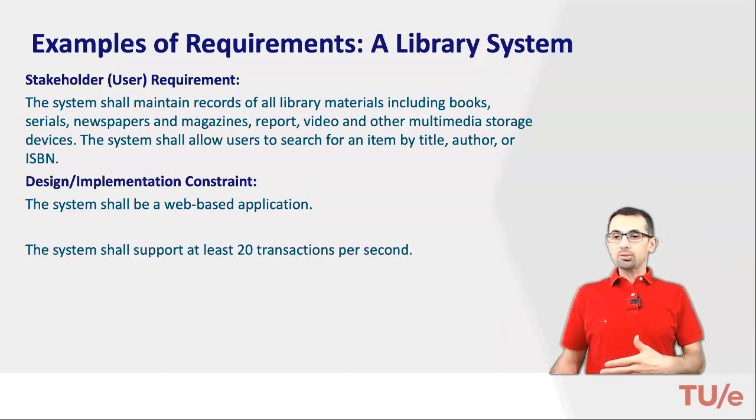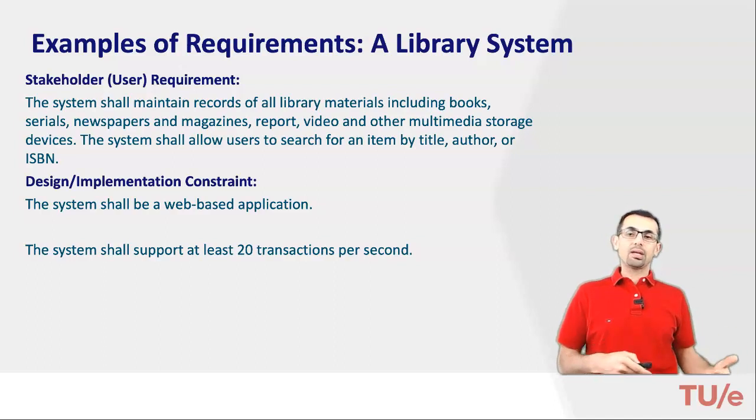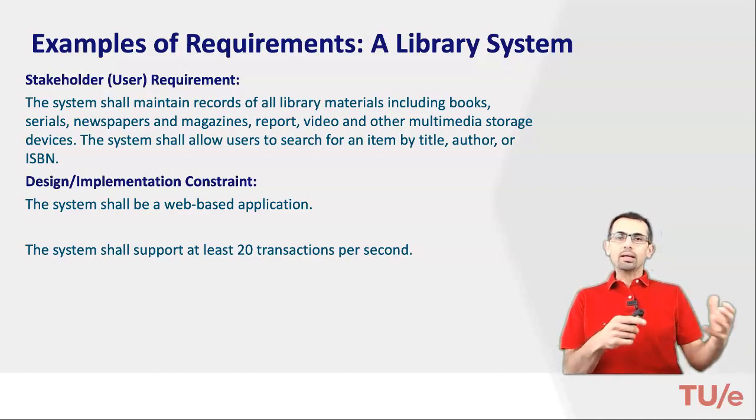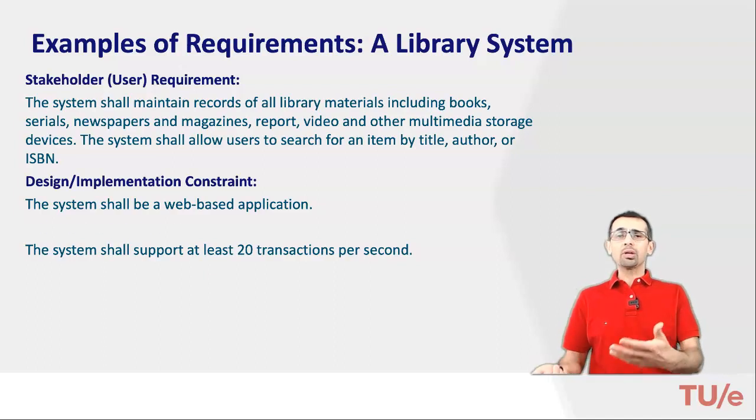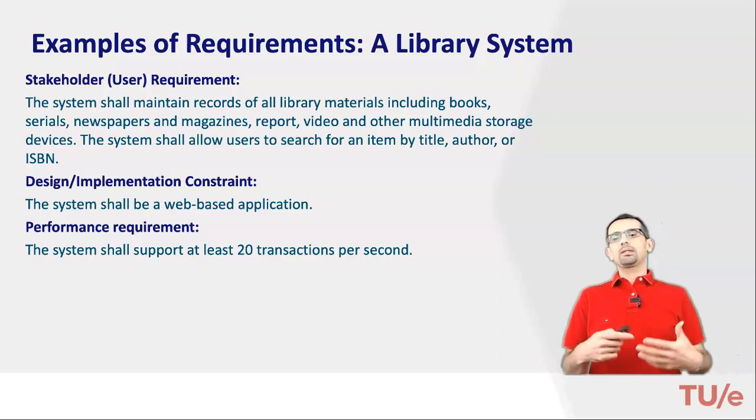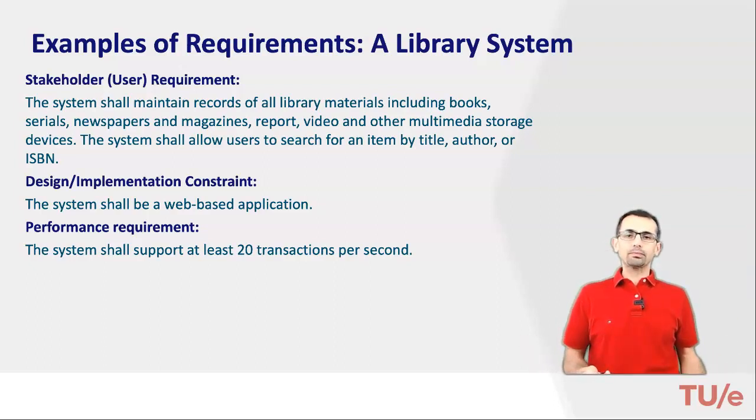Another example: the system shall support at least 20 transactions per second. It's not about what the system should do, but about how well that system should behave. So it's a different type of requirement. It's a property that we want that system to have. We call this a performance requirement, and a performance requirement is essentially a quality requirement.